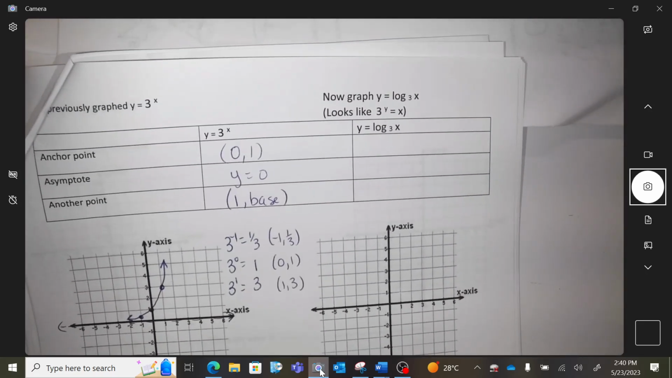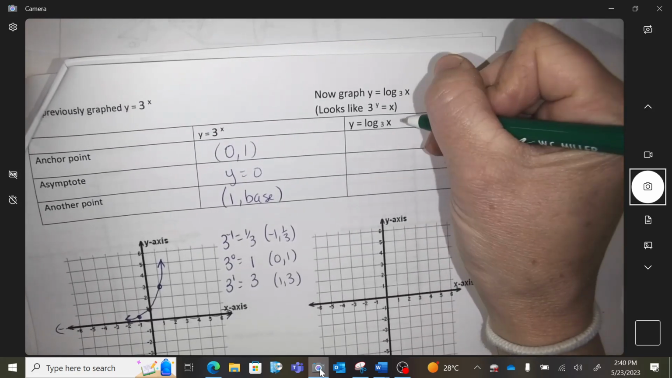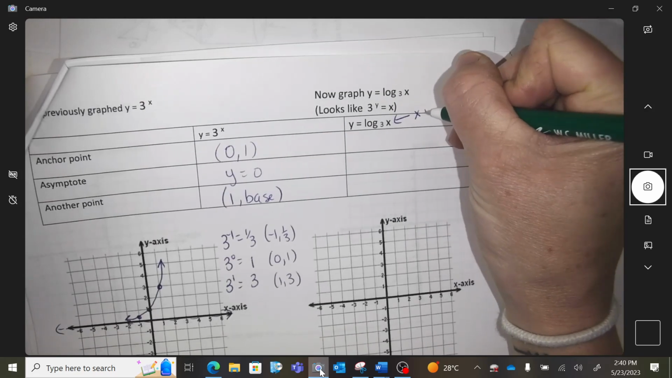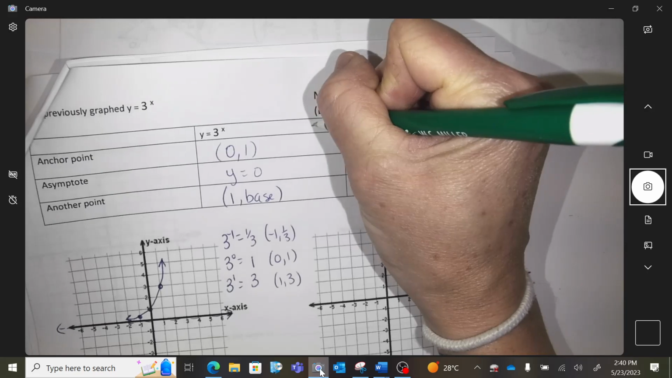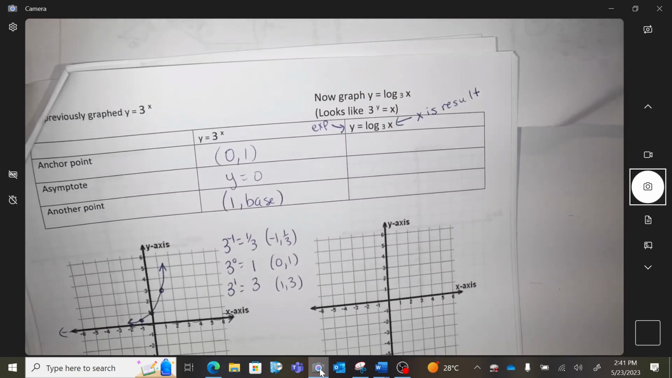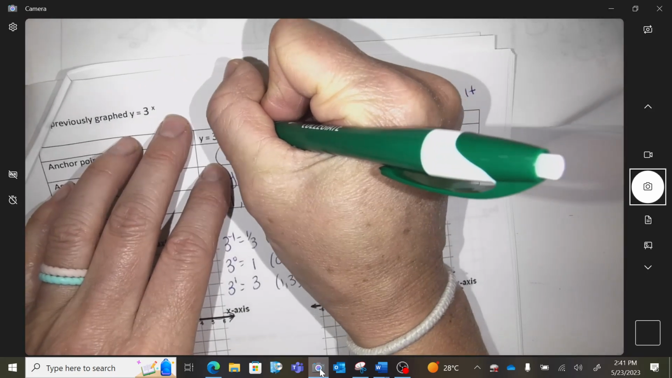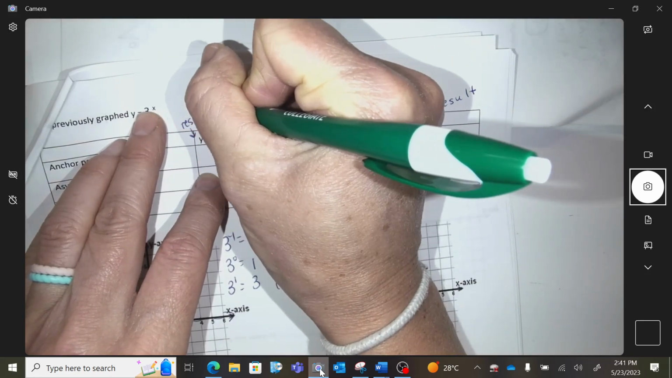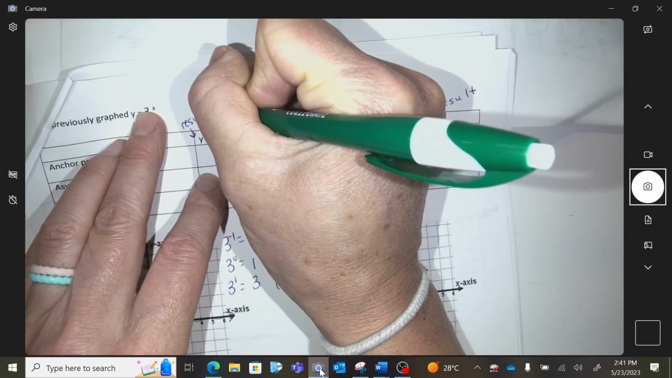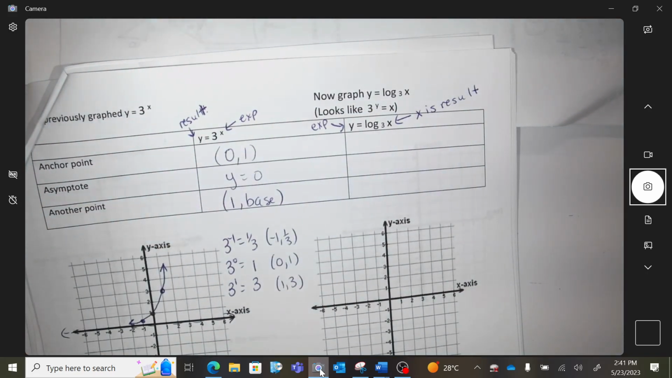Okay, so that being said, looking here, x is now the result and y is now the exponent. Versus x is the exponent and y is the result. So do you see what has happened here? They've changed places.